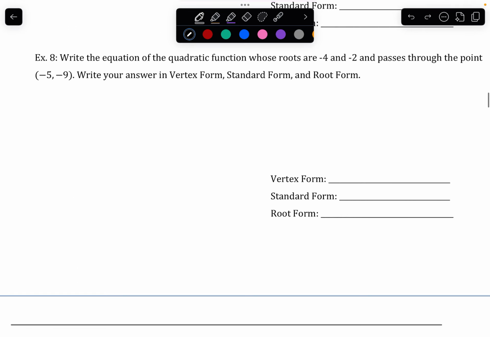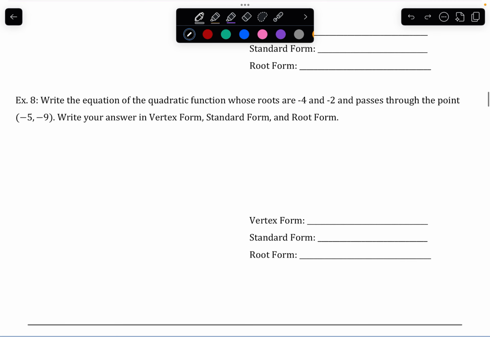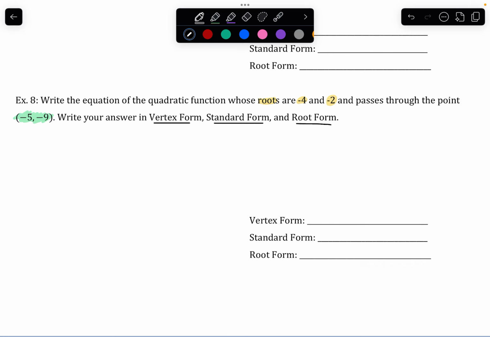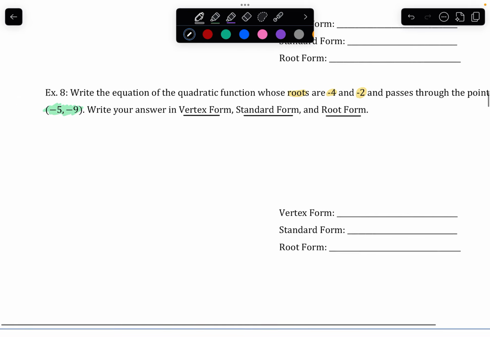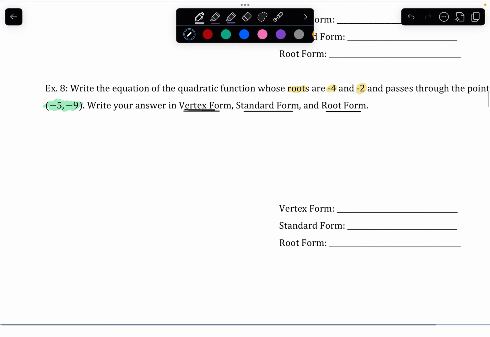Okay, and so let's skip to the last example here. It says write the equation of a quadratic function whose roots are -4 and -2 and passes through this point here. We're going to write it in all the forms: vertex form, standard form, and root form. Which one you start with depends on what you're given. If you're given the vertex, you're going to start with vertex form. If you're given the roots, you're going to start with root form. And because we're given the roots, we're going to start with root form.